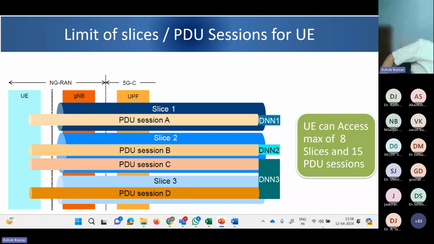There can be a maximum of 15 PDU sessions allowed to a user equipment. Please recall somebody asked me a question when I was going through quality of service, about how many PDU sessions are allowed. In Release 15 and Release 16, they have not defined how many PDU sessions. But when they talked about admission control, they came out with certain numbers like 15 PDU sessions per UE. That is the limit they use for admission control.